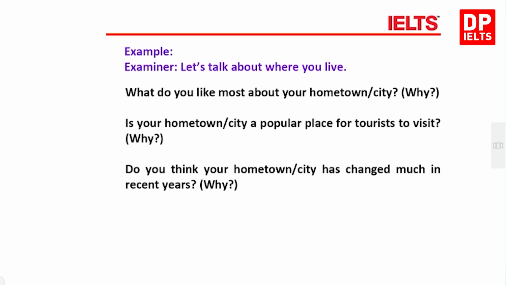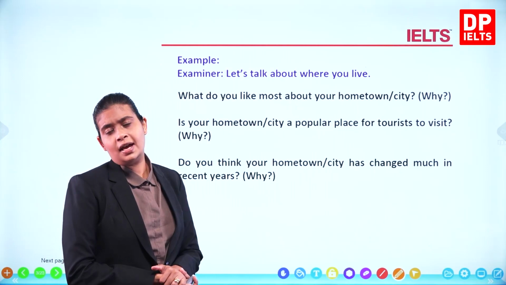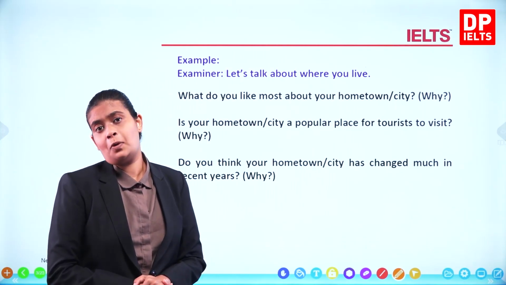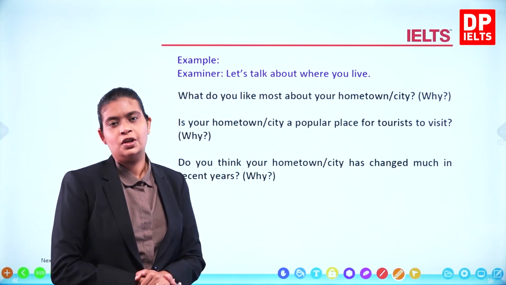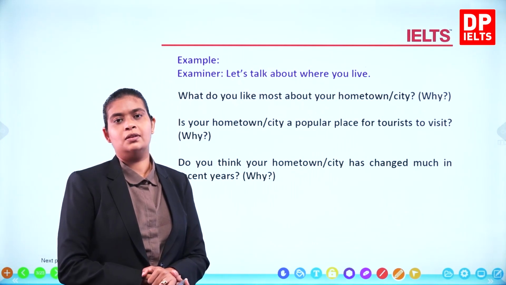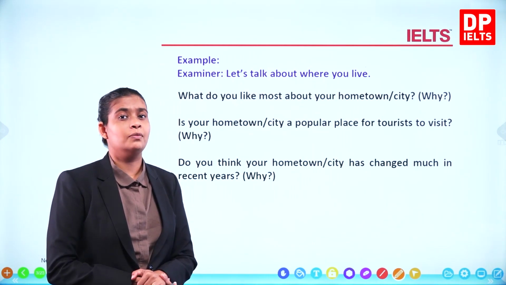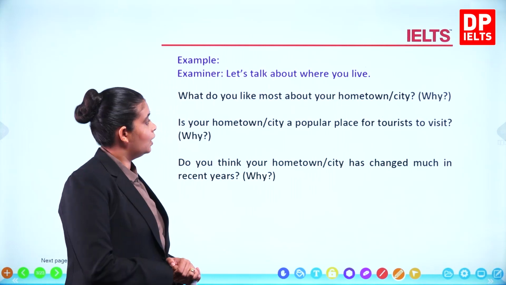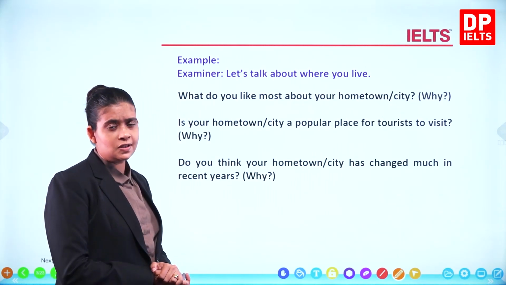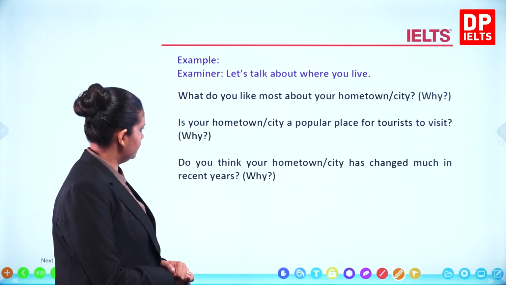Let's talk about where you live. What do you like most about your hometown or city? Well, you could say, I really like the scenic spots in my hometown because you could really go out and look at it for some time and calm yourself down. Okay? So, very short answers, but you're answering the question.